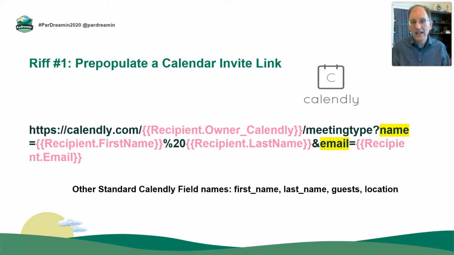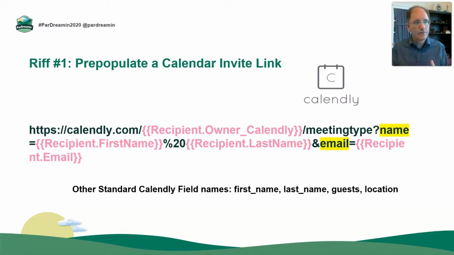And then the meeting type, now everything after the question mark is all your parameters from Pardot, variables according to the prospect. So the name is the recipient.first name, and then you have this %20, which specifies a space, and then recipient last name, and then the ampersand, and then the email address. So this fills in what's basically the standard Calendly calendar option, which is the first name and the last name in the same field, and then the email address.